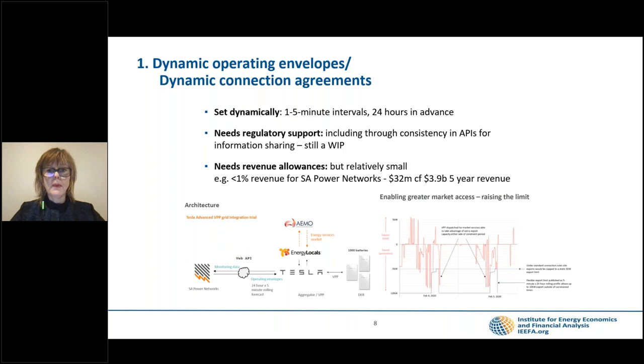And I encourage any electricity distribution businesses in the United States listening to investigate this as a possibility if you've got a large amount of rooftop solar going into your system.